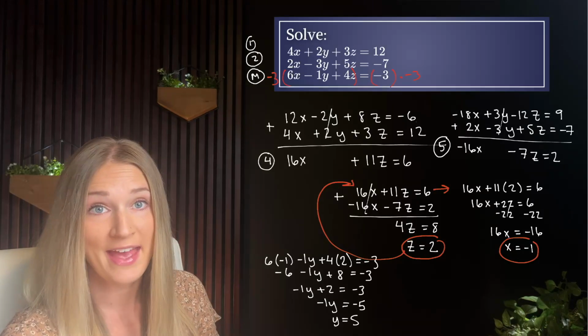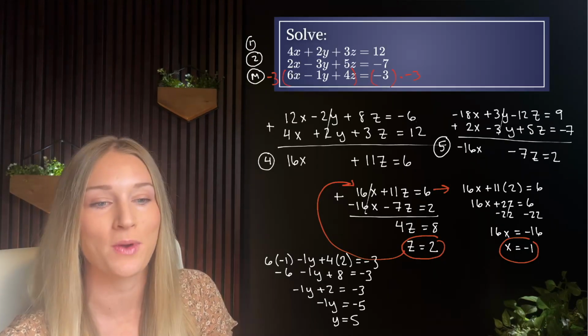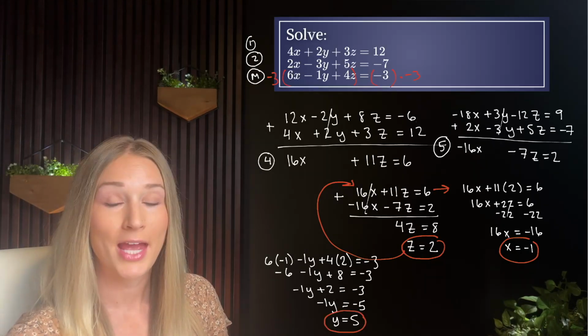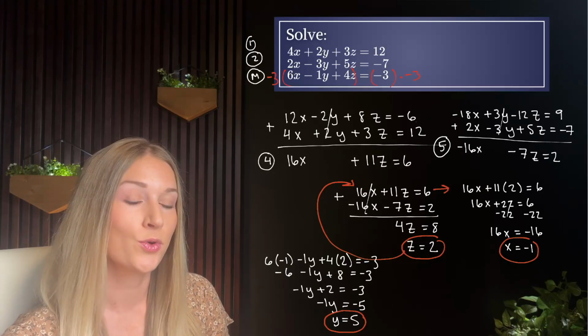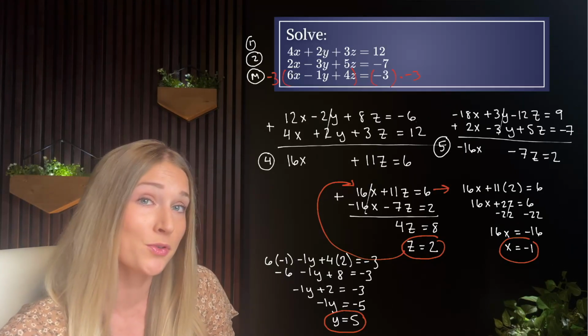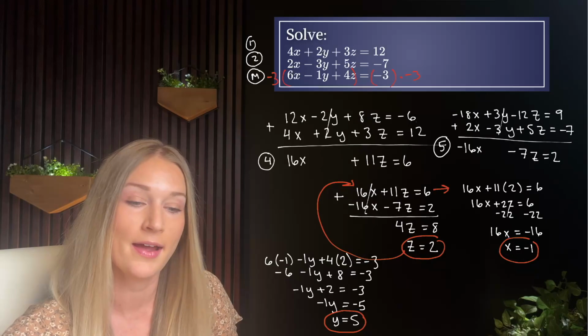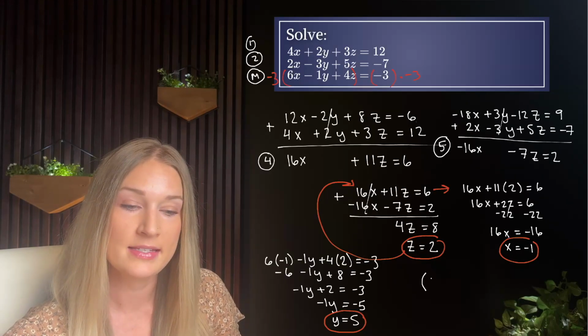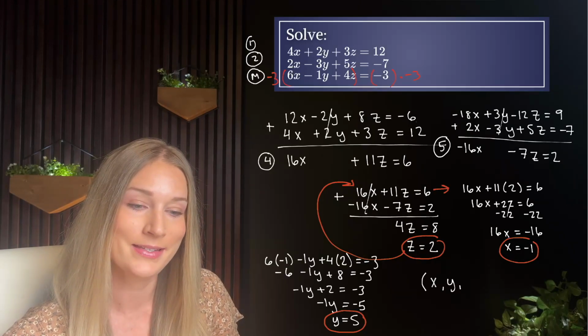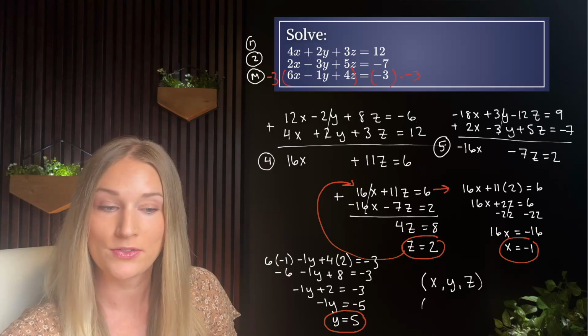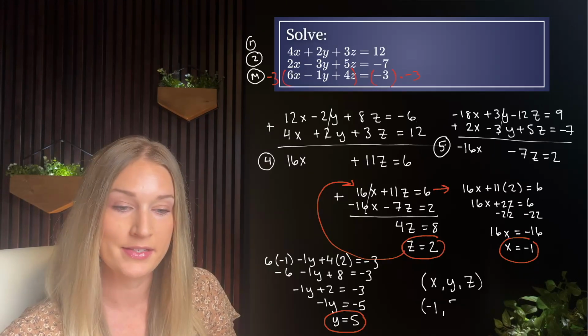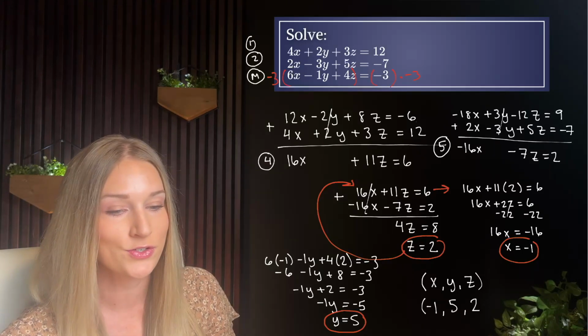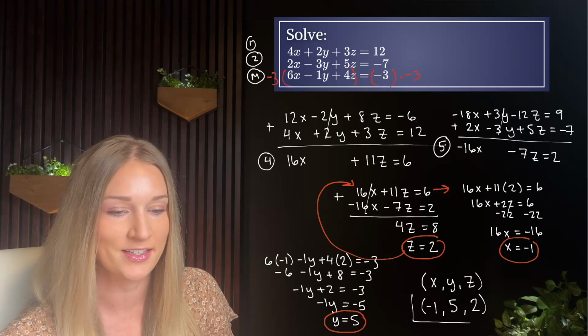So now I have x, y, and z, so I am done. How we write our answer is as an ordered triple. Normally you have an ordered pair where you just have x and y, but now we're going to write it as x, y, z. So our solution is negative 1 for x, 5 for y, and 2 for z.